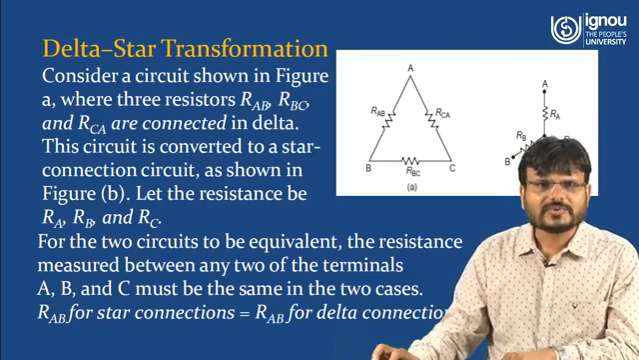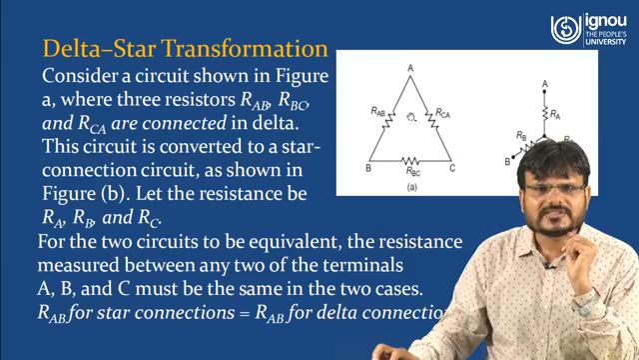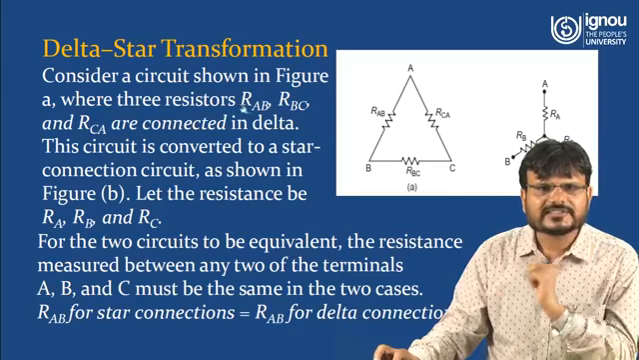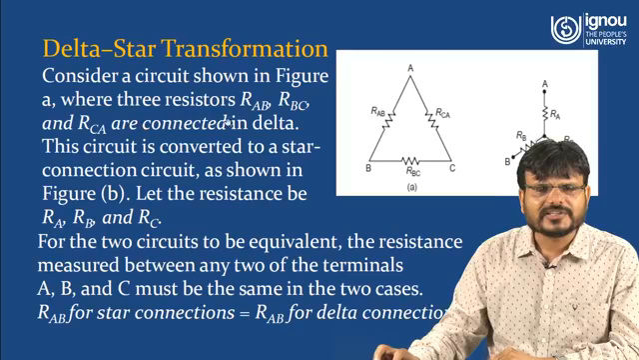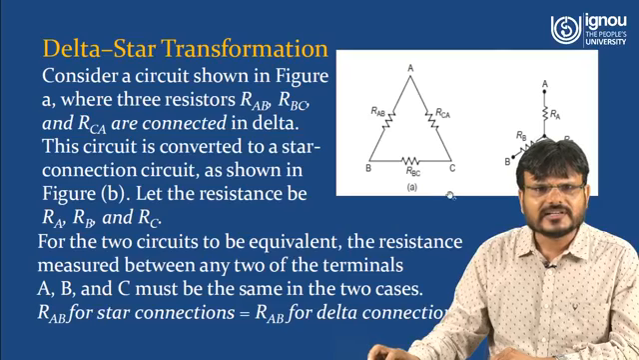Now we have to discuss the delta-star transformation. Here you can see this is a delta connection and this is a star connection. Considering the circuit shown in the figure, where three resistors RAB, RBC and RCA are connected in delta, this circuit is converted to a star connection circuit as shown in figure B. Let the resistances in the star be denoted RA, RB and RC.